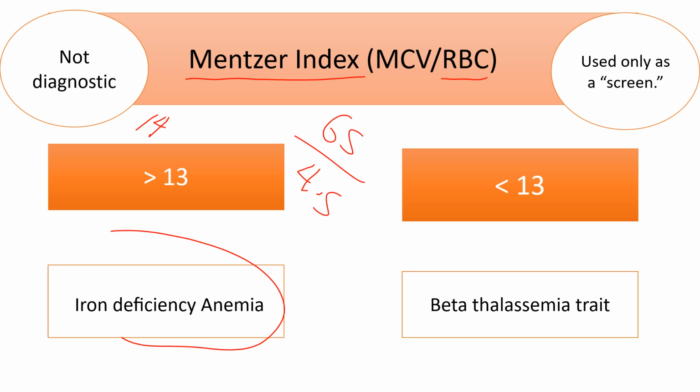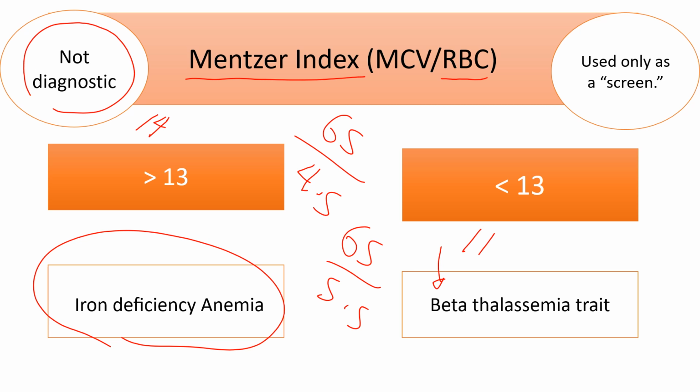This is suggestive, only suggestive of iron deficiency anemia. On the other hand, if you have a child with MCV 65 and the red blood cell count is 5.5, the result will be 11, less than 13. This is suggestive of beta thalassemia trait. So this is not a diagnostic tool. It is used only as a screen by looking at the CBC.